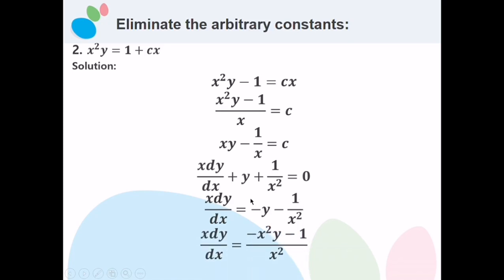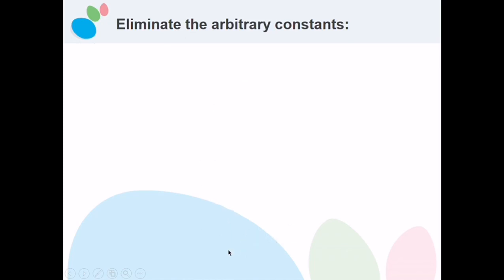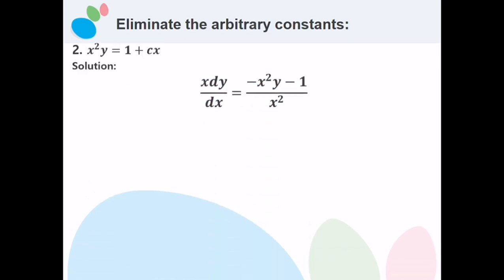And then, just get the LCD. So we have here the LCD of x squared, and then our numerator for the negative y, we have negative x squared y minus 1. So we can cross multiply these two terms. So now we have dy/dx equals negative x squared y minus 1 over x cubed. So the x here, if we multiply by 1 over x, we have x cubed.